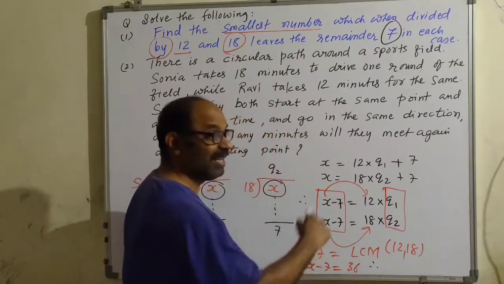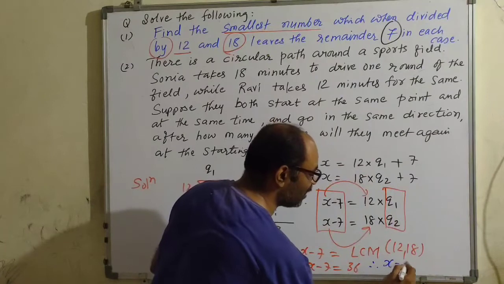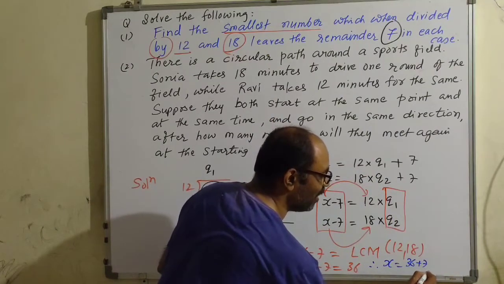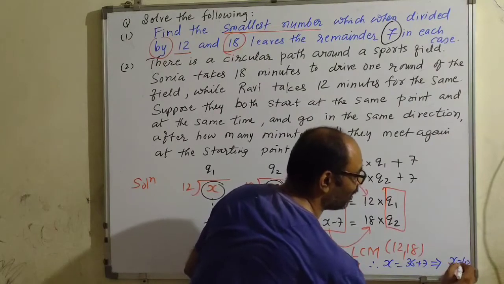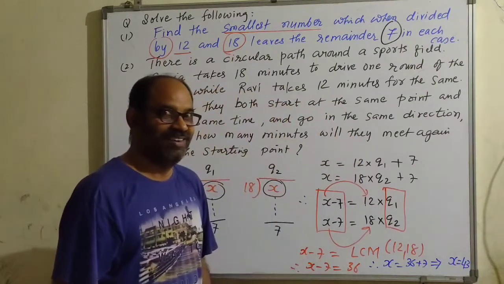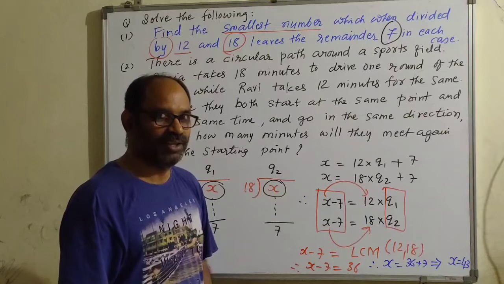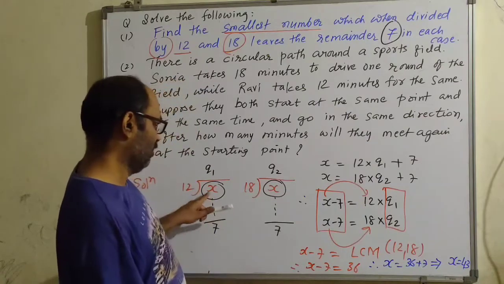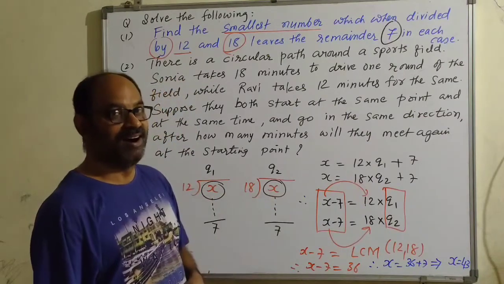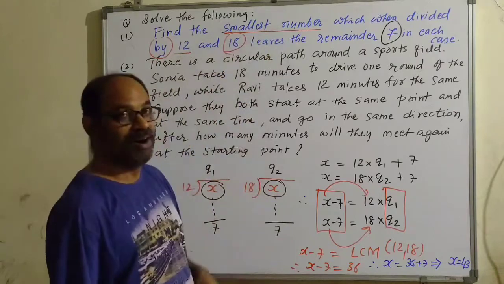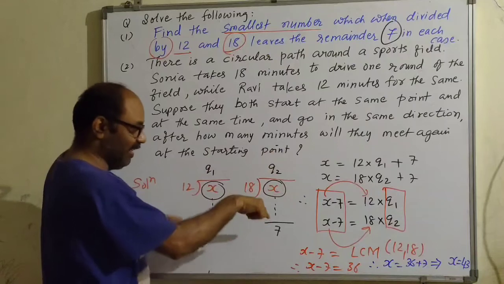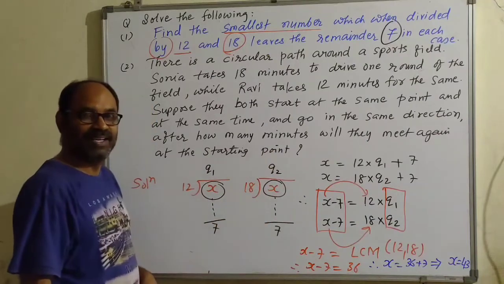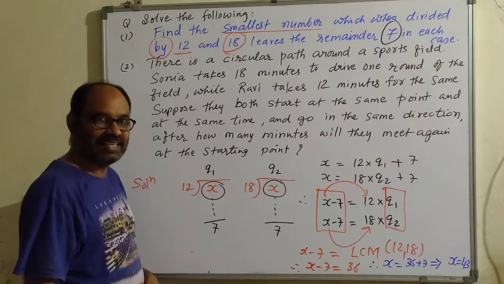Therefore, take minus 7 to the other side. So, x is equal to 36 plus 7, which implies x is equal to 43. So, what do you get? x is equal to 43. And what is x? That least number, the smallest number, which when divided by 12 and 18 leaves the remainder 7 in each case. Is that clear?